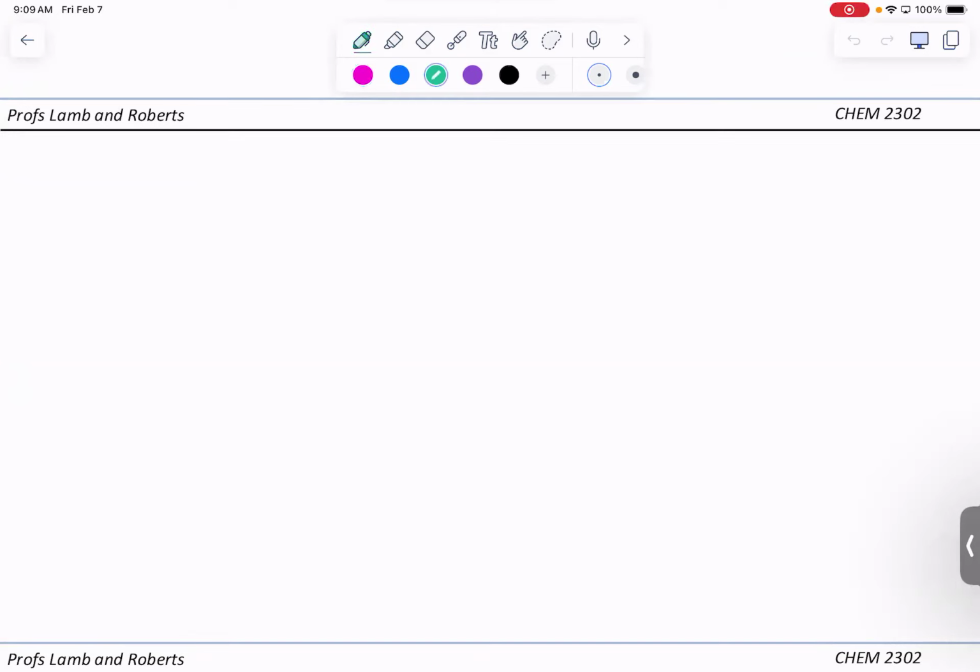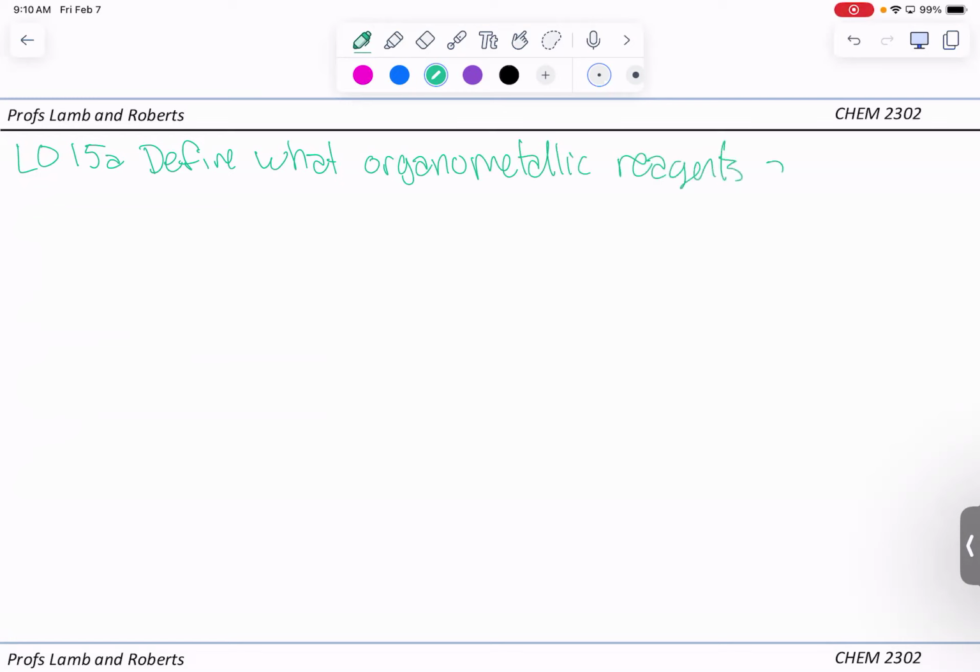So learning objective 15A. So now we've moved into chapter 15. We skipped chapter 14 because you already covered it in 2301. That's the NMR spectroscopy chapter. So we jumped forward a chapter to chapter 15. And our first learning objective is to define what organometallic reagents are. And if you're reading along in the book, you can find this in sections 15.1 through 15.2.